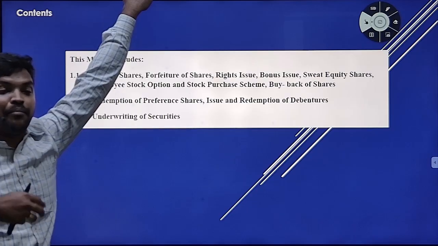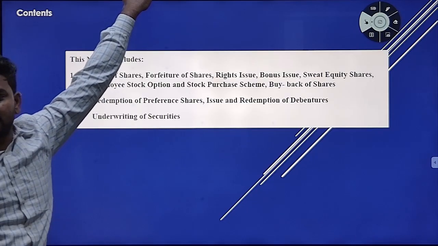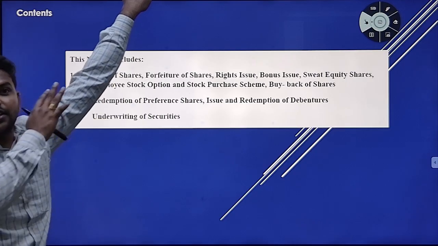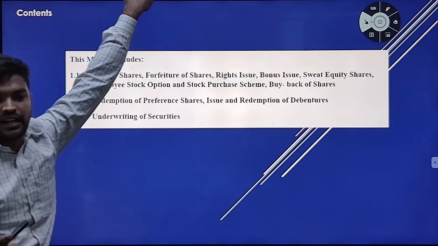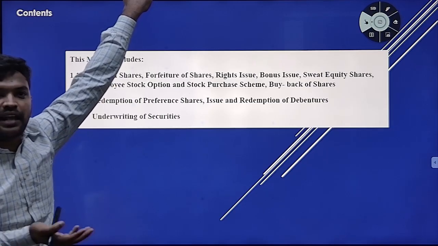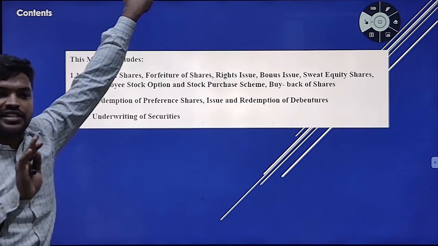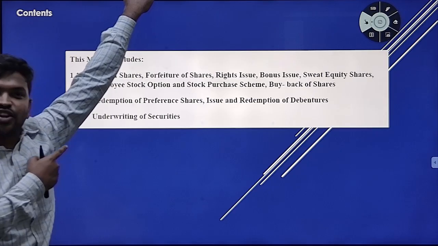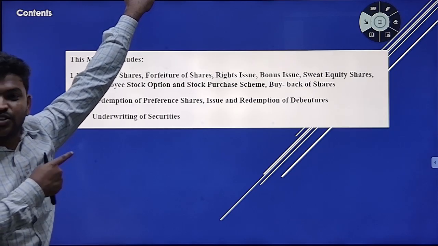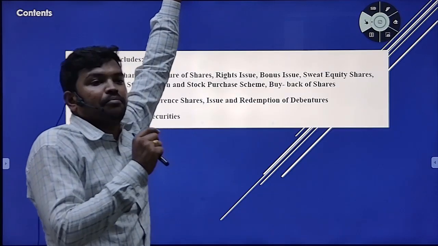Yes, very good. Company is buying back the shares. Means initially it has issued, now it is paying back your money. That is called buyback. Yes or no? Buyback can be at discount, at premium. Generally it will be at premium only, because at discount करने से shareholders बेचेगा नहीं. So generally buyback will be at premium.